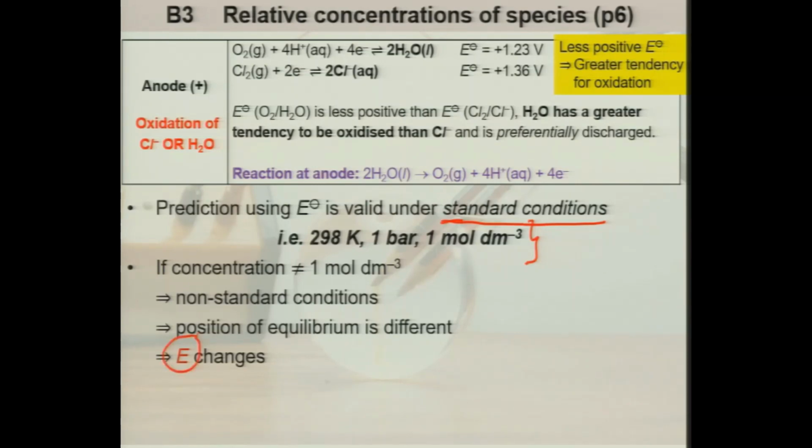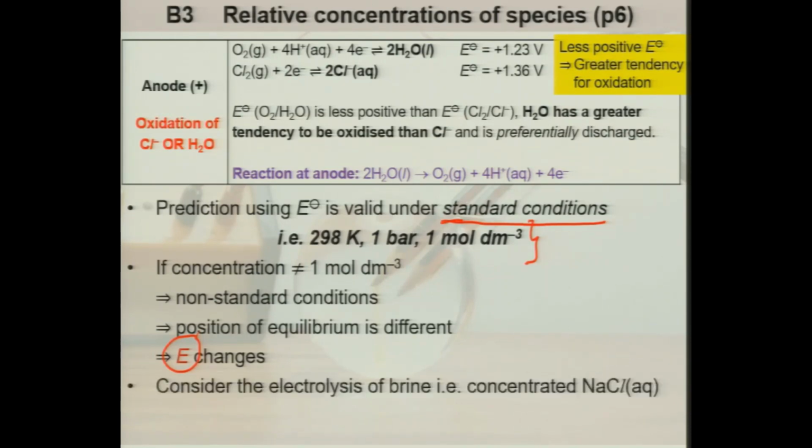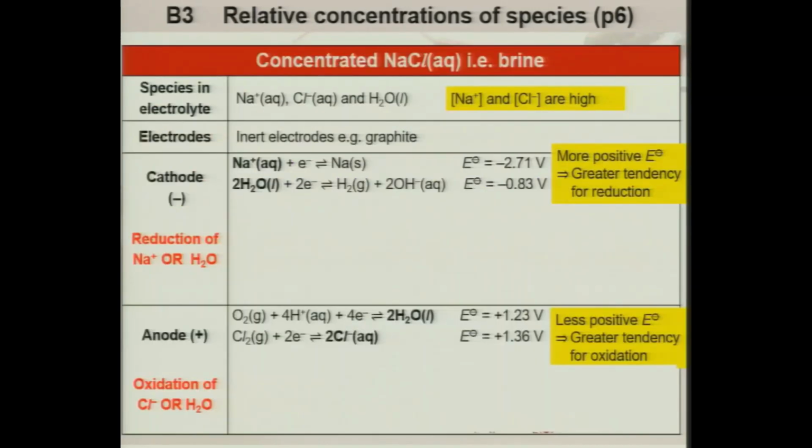It is an electrode potential. It has no standard there. It is not a standard reduction potential anymore. It's just a reduction potential. So the example I'm going to use to illustrate this is, again, sodium chloride, but now I'm going to change concentration. I'm going to use concentrated sodium chloride.